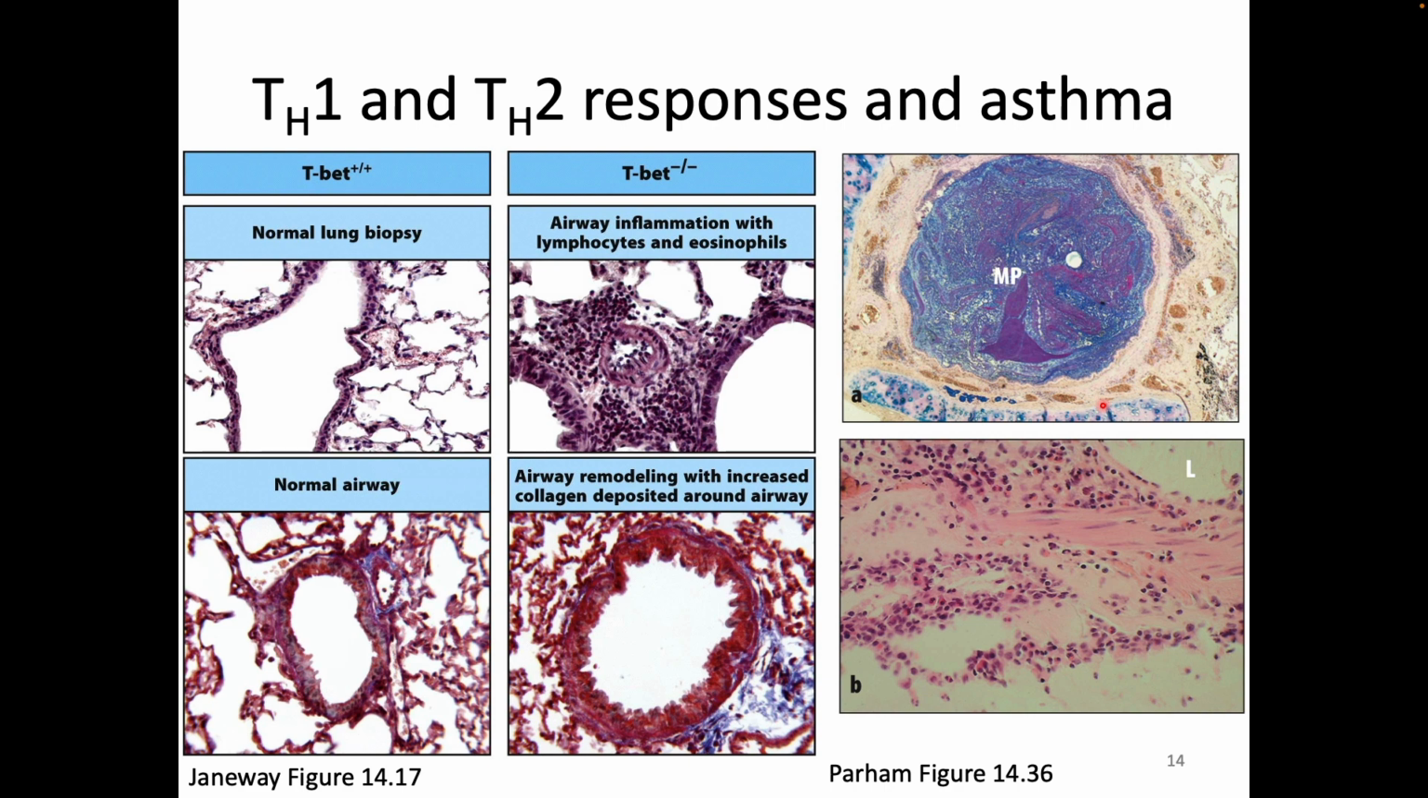We can see this in some other places as well. So here we are looking again at mice, and on the left, you can see what the airway and lung biopsy look like in normal mice. We can also look at mice that are missing T-bet. Mice that are missing T-bet can't make a Th1 response, so they probably make a Th2 response. And you can also see what their airway inflammation and what their lungs look like. You can see that they don't look so good.